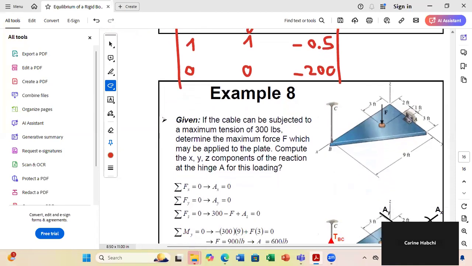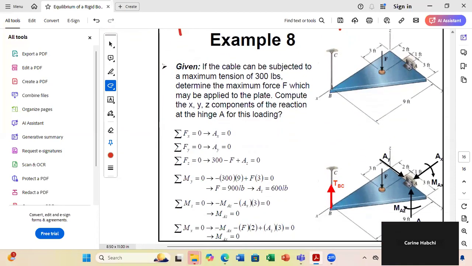Another problem. If the cable can be subjected to a maximum tension of 300 lb, determine the maximum force F which can be applied to the plate. Compute the XYZ components of the reaction at the hinge for this loading.